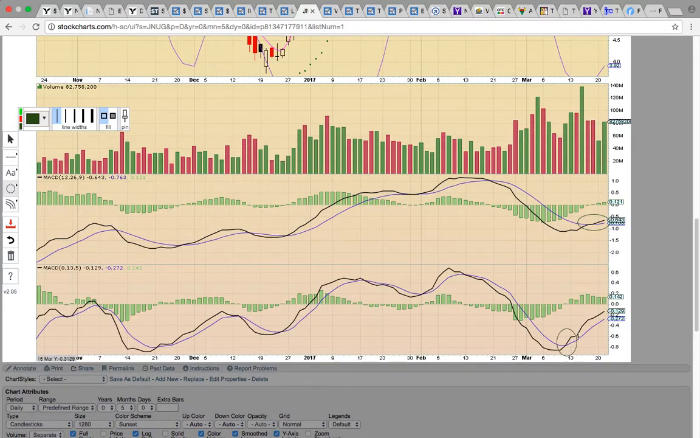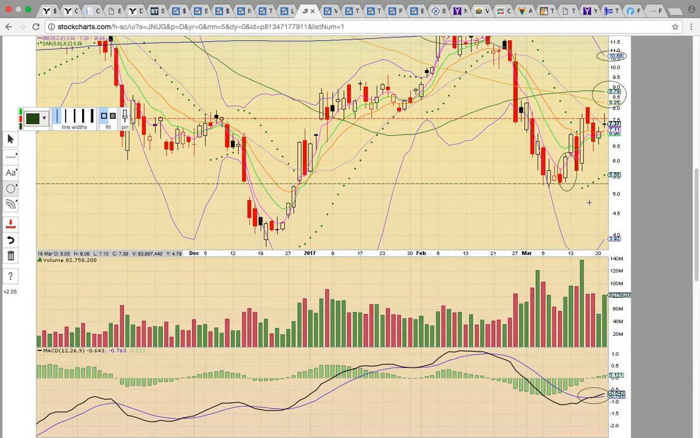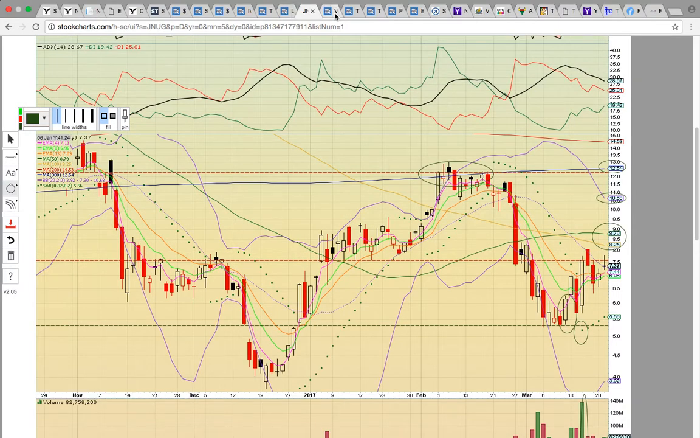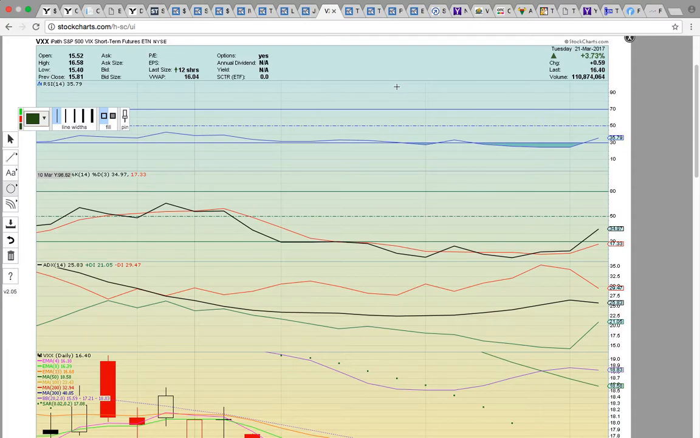Notice the bullish crossover on MACD on both time frames. There was a bullish crossover on parabolic SAR. There was this big low candle right before this breakout. So yeah, JNUG has been hot. It just needs to turn the middle Bollinger Band into support to continue the uptrend.